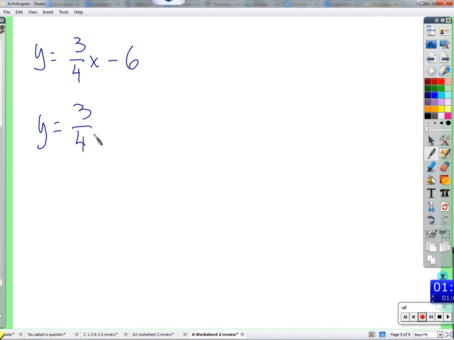Now let's see what we have to do when we plug in one. Well, we get 3/4. We subtract 6. Let's go ahead and do a common denominator of 4. Means we have to multiply 6 by 4, which we get 24. So this wasn't all that difficult. It's negative 21 over 4.